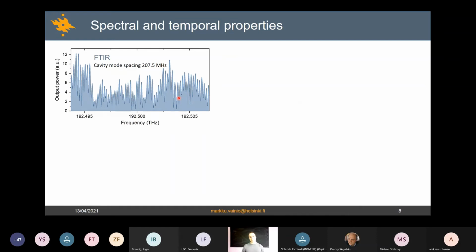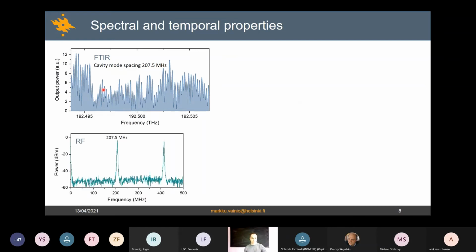So then we also measured the radio frequency intermode beats. We directed the comb light to a photodetector and measured the radio frequency spectrum. That basically has components from beating between these adjacent comb modes, collectively for the entire optical spectrum. And the radio frequency spectrum looks something like this. We have the first beat at the rate expected, and then we have harmonics of that one.